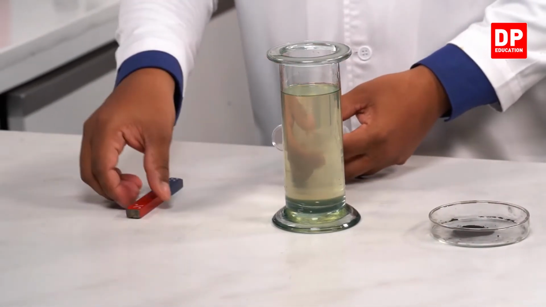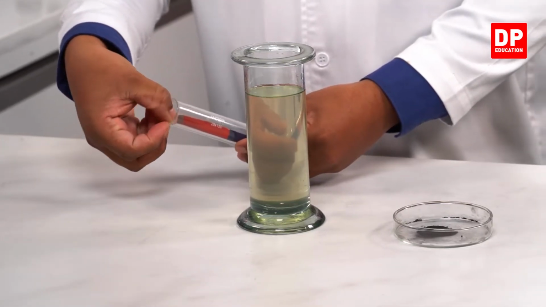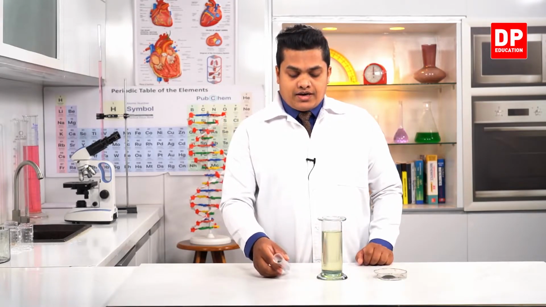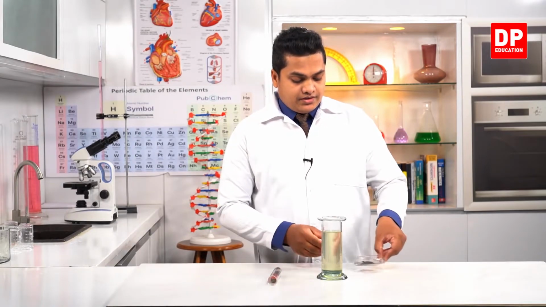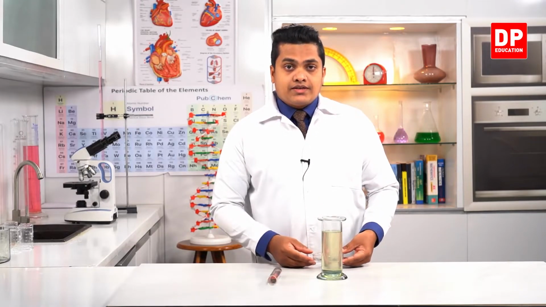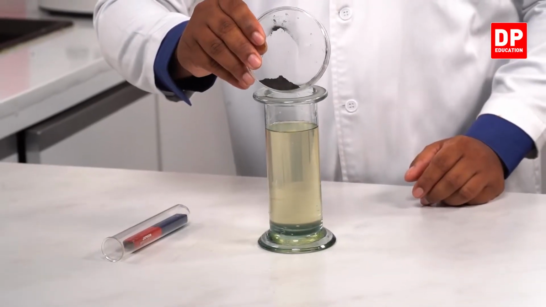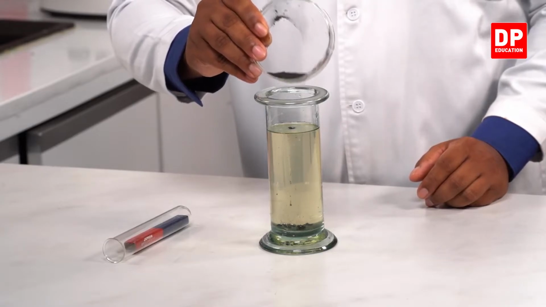So I'm going to insert the magnet into the test tube like this, so that when I insert the magnet into my glycerine container, the iron powder inside the glycerine would not attract to the magnet. I'm placing it like this, and now I am going to insert the iron powder into this glycerine container. So let's insert this iron powder into the glycerine container like this.